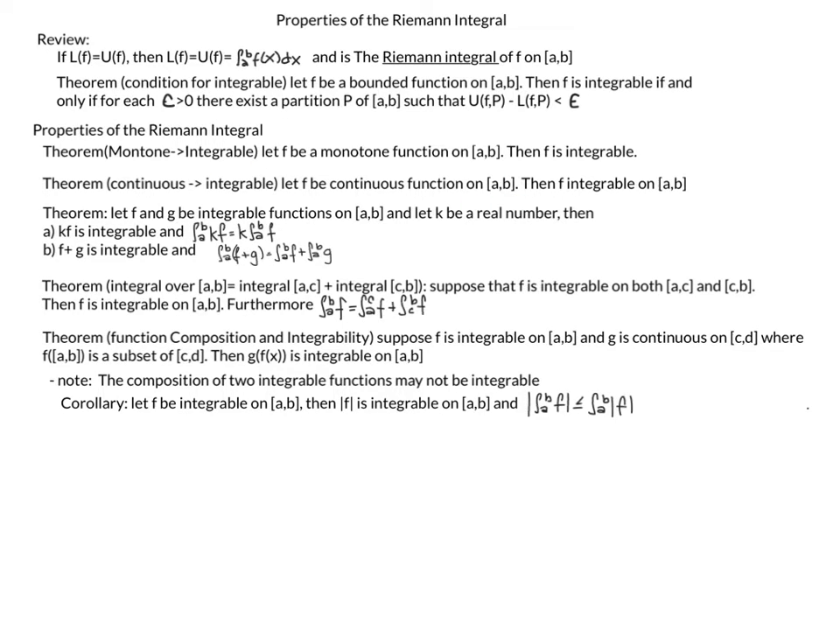The next theorem tells us if we have two integrable functions, first if we multiply the function by a constant, we can just pull out the constant, and the sum of two integrable functions is just the sum of the two integrals. We also look at another theorem that lets us split up the domain. So if our interval is from a to b, we can split that up into a to c and then c to b. And then last, we'll look at function composition and how that affects integrability.